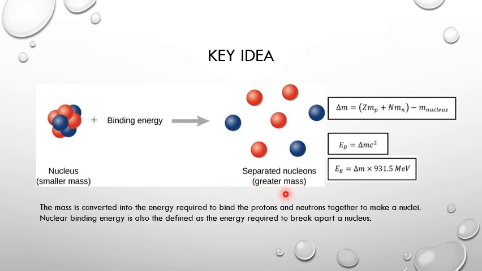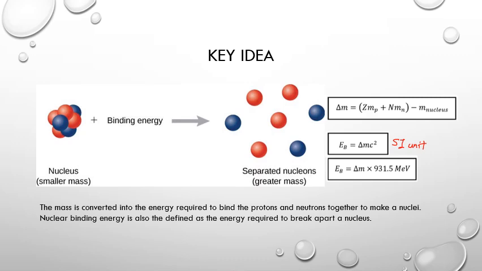So how are we going to calculate mass defect? Like I mentioned just now, mass defect is the difference in mass between the nucleus and the separated nucleons. Therefore, mass defect delta M can be calculated by using ZMP plus NMN, which is the sum of the mass of the separated nucleons, minus the mass of the nucleus. And then how to calculate binding energy? We calculate it by using EB equals delta M C squared. For these equations, we use everything in SI unit.